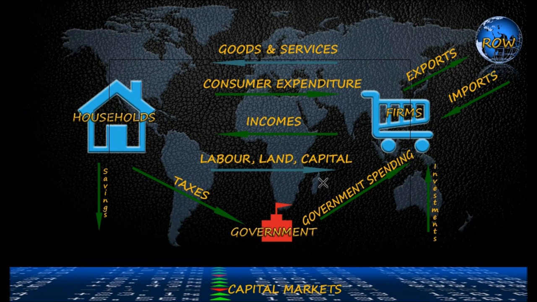Domestic firms buy imports from the rest of the world in exchange for money, and sell exports to the rest of the world in exchange for money. Exports minus imports is called net exports.